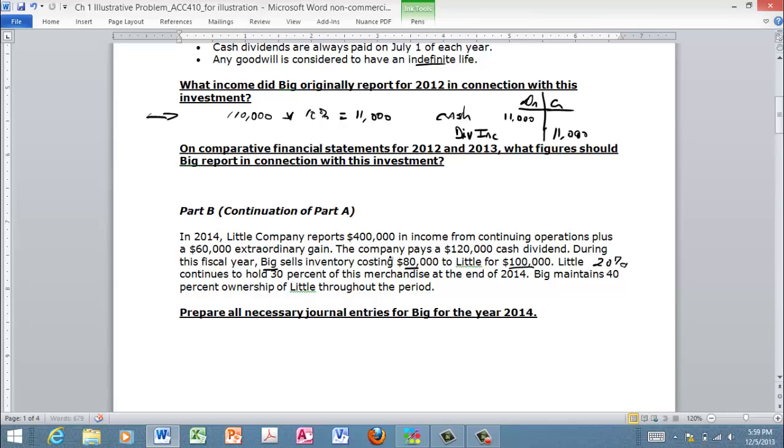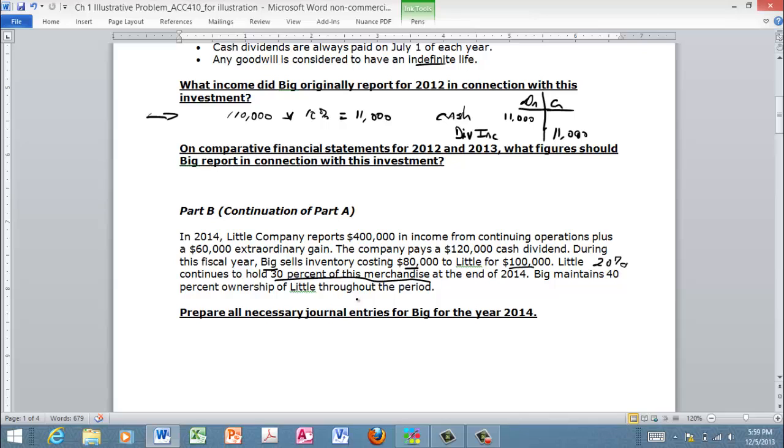It's a downstream sale, and they're saying that 30% of that inventory is still sitting there on Little's balance sheet at the end of the year. And then they're saying that they've maintained the same 40% ownership throughout the period.